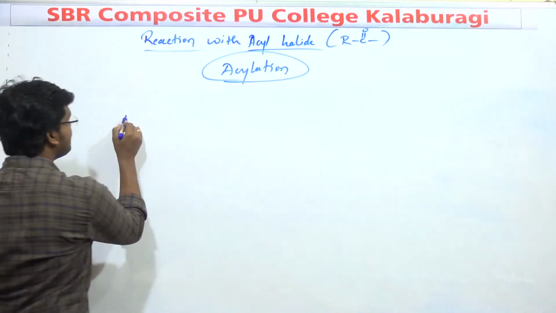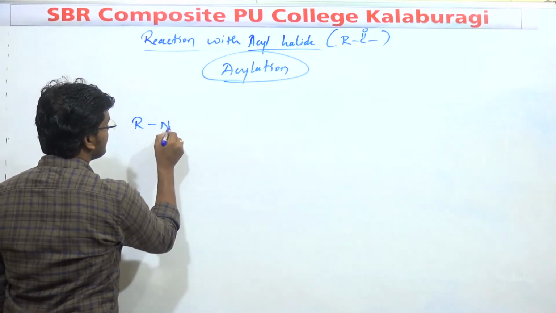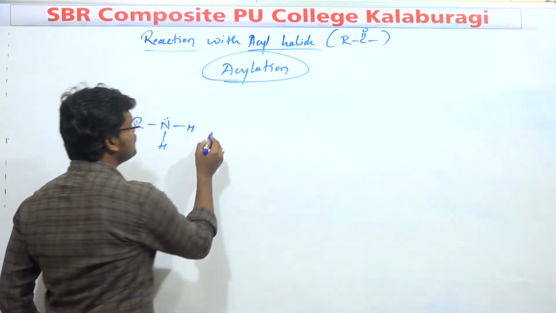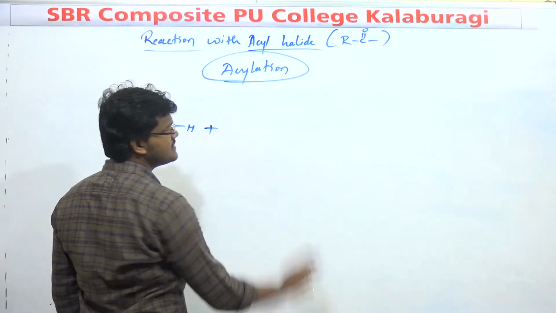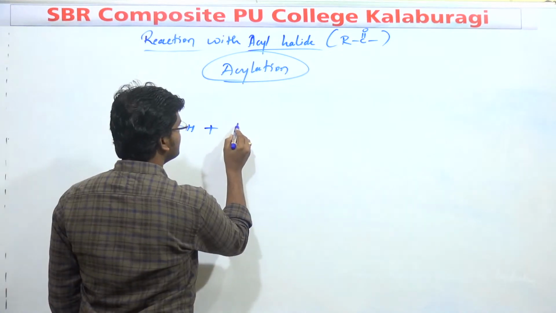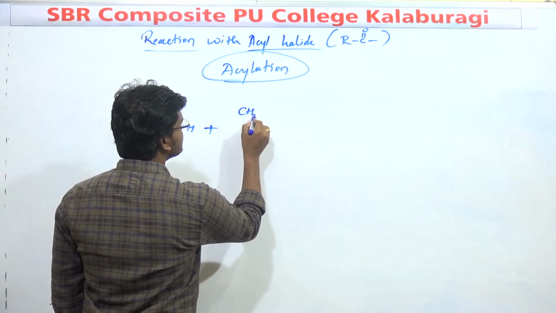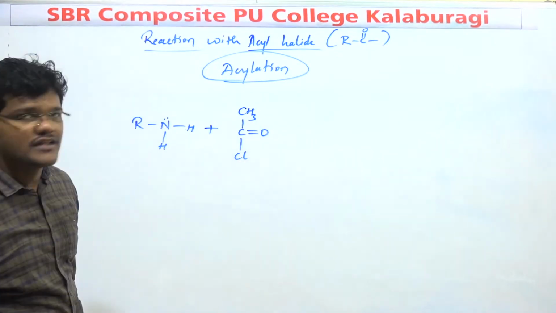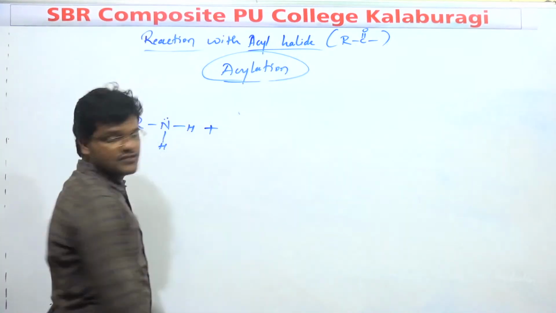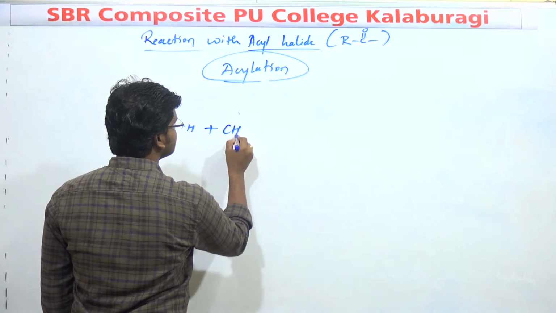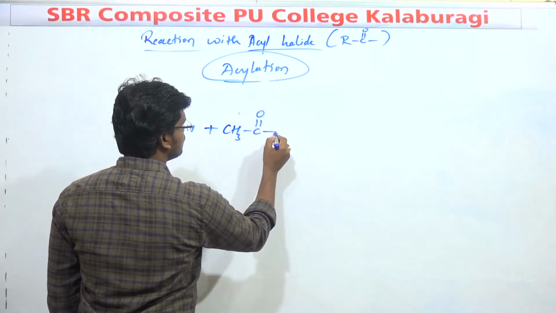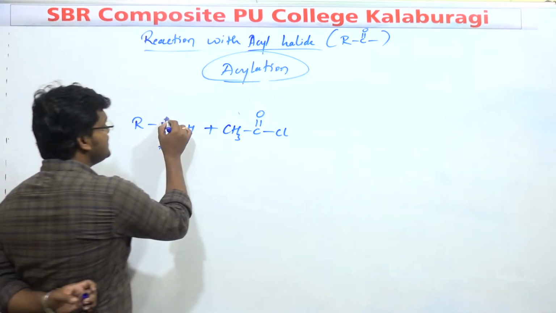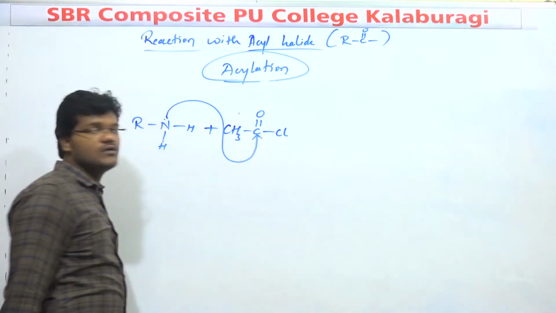So let's say I am having RNH2. RNH2 is going to react with CH3COCl. It's going to react with what? CH3COCl. I'll write it this way so you don't get confused. Clear? So the lone pair of electrons will come and attack over here.